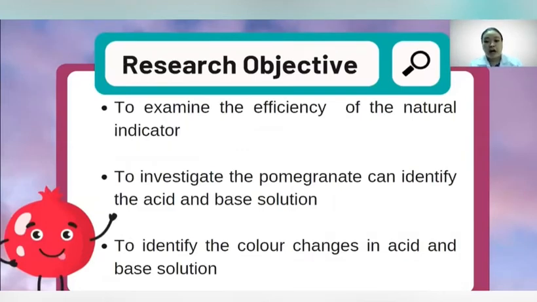I'm Arina, and I will continue with the objective of the research. The first objective is to examine the efficiency of the nature indicator. Next, to investigate whether pomegranate can identify the acid and base solution. Lastly, to identify the color changes in acid and base solution.